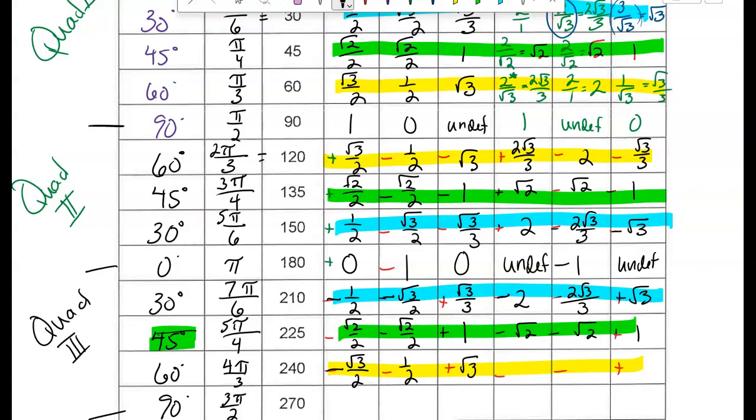What do we have for our reciprocals? We got negative 2 root 3 over 3. All right, and then we have a negative 2. Oh, a positive root 3 over 3.